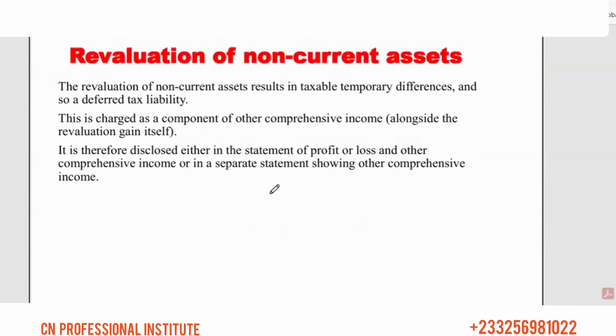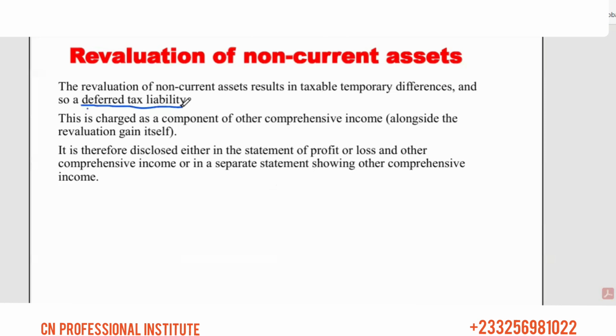So what you have to know is that when there's revaluation upward, if you have an asset and you revalue it upward, do you realize that the carrying value increases? And if the carrying value for an asset increases more than the tax base, we are creating a deferred tax liability. So when there's revaluation upward, it creates an additional deferred tax liability. Are you following?